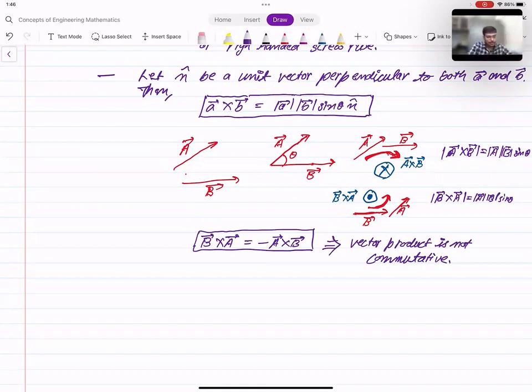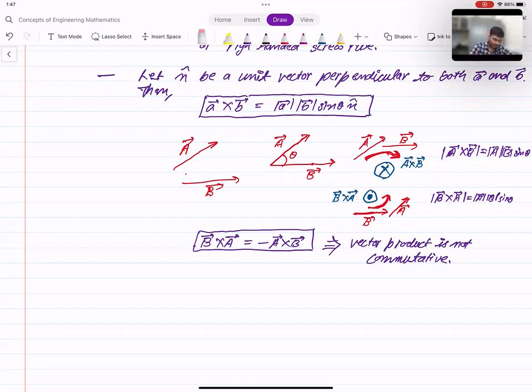So now let us try to find the cross product using two vectors, like we did for the scalar product. This result will indicate that the cross product, or vector product, can be represented in the form of a determinant. That will make finding the vector product much easier.